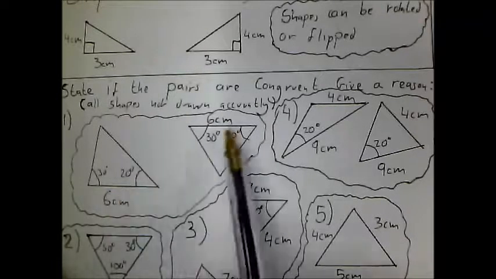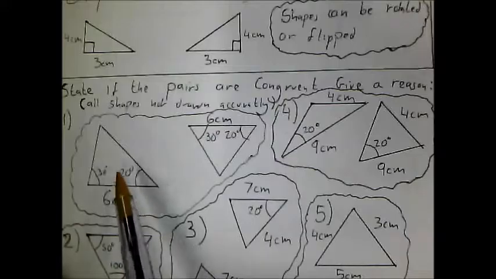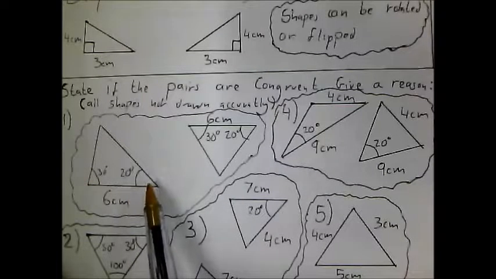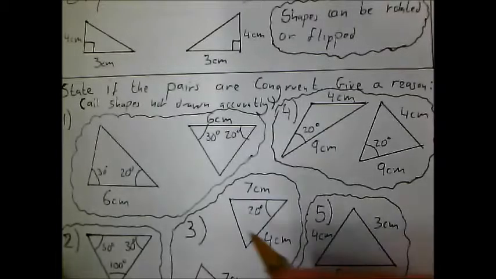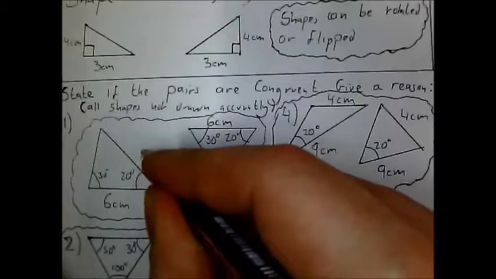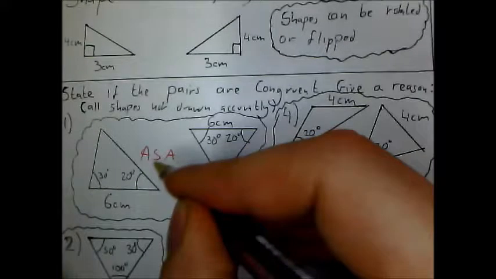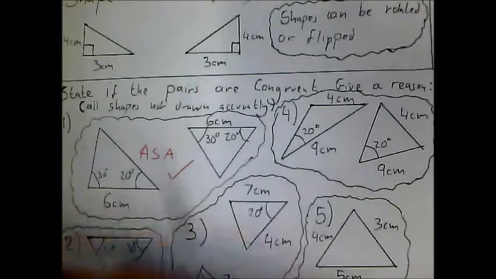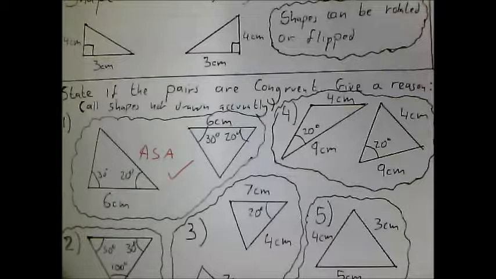Now here I have two triangles, both 6 centimeters, and both with angles of 30 and 20 on that line. This means that they are congruent using the fact that angle, side, angle triangles are congruent. So these are congruent because of the ASA rule.